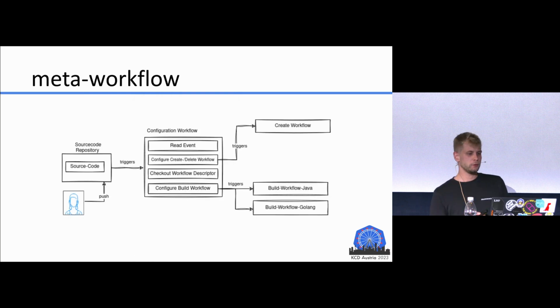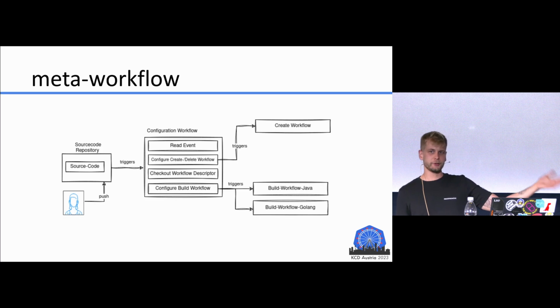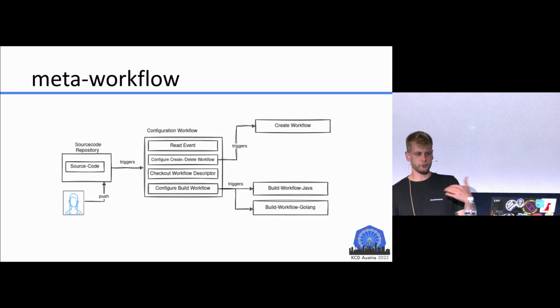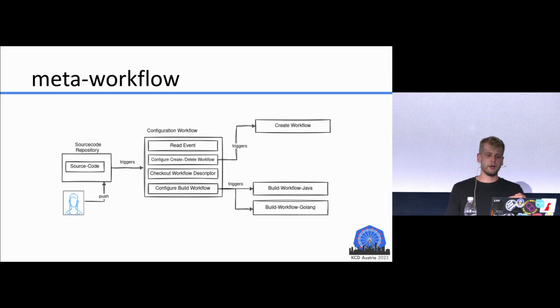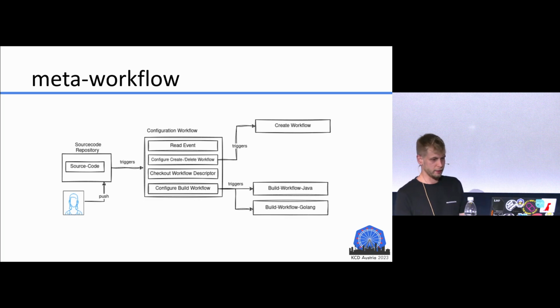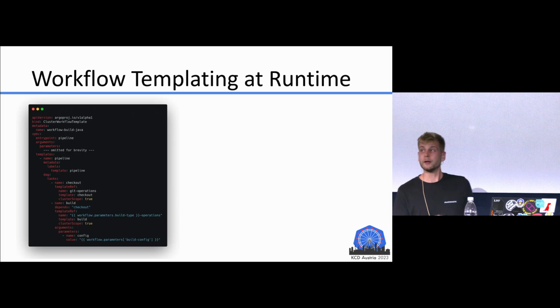But yeah, so now, before actually triggering our build workflows, we are running some kind of meta workflow that, in case of branch creation or deletion, does the same thing as before, because there's not a lot to configure there. But if that's not the case and it's a normal push and we need to build our application, we can check out the workflow descriptor, read the values, and then configure the actual build. And this happens by the templating. This is where Argo Workflows really has the magic happen.